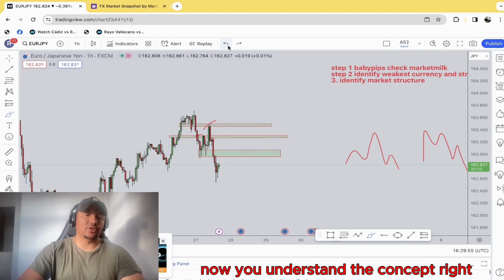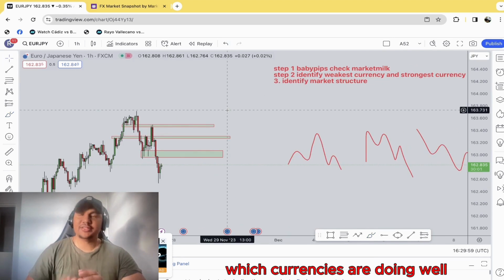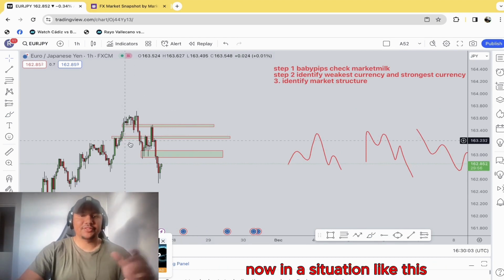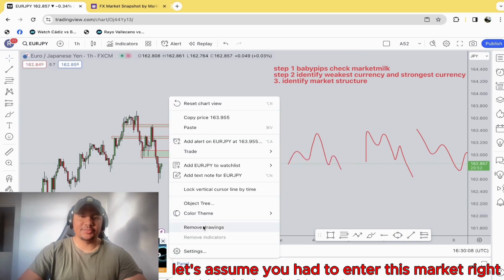Now, you understand the concept, right? The first thing you want to do is check Market Milk, which currencies are doing well and which ones are doing very bad. Now, in a situation like this, let's assume you had to enter this market, right?